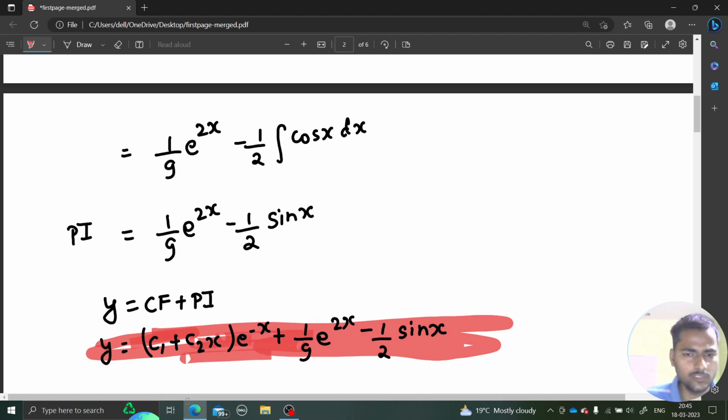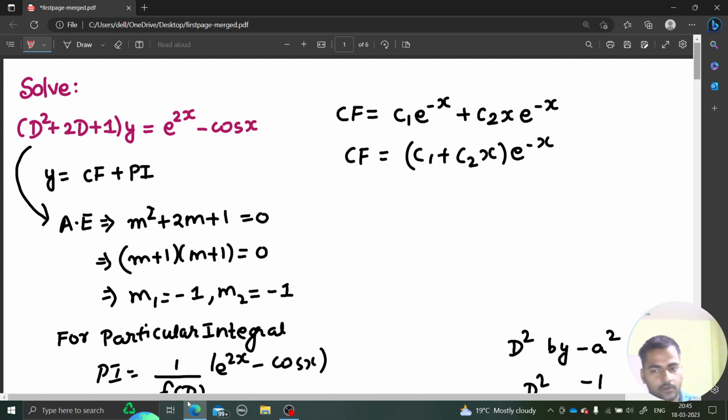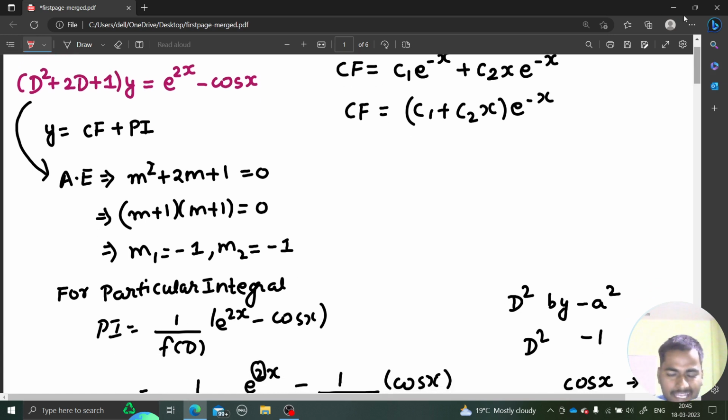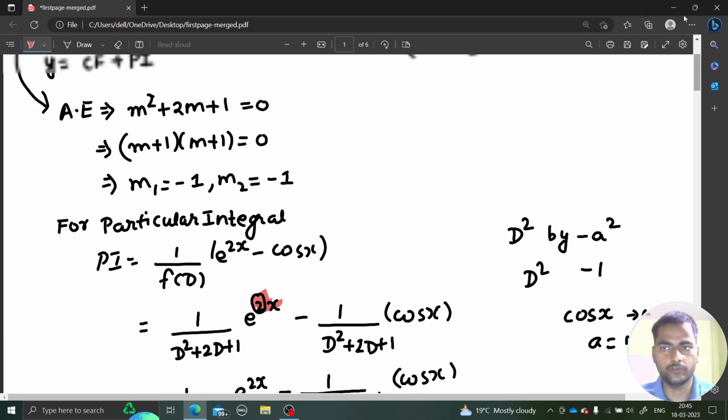If you know the rules properly, the rules for finding CF and the rules for finding PI, you are going to crack this question easily. You just have to replace D square by minus of a square in case of sin ax or cos ax. In case of e power ax, what you have to do is just replace D by a and check if the denominator is equal to 0. Then you simply multiply by x, differentiate the denominator, and do it again and again till the denominator is not equal to 0. I hope it is clear to you now.